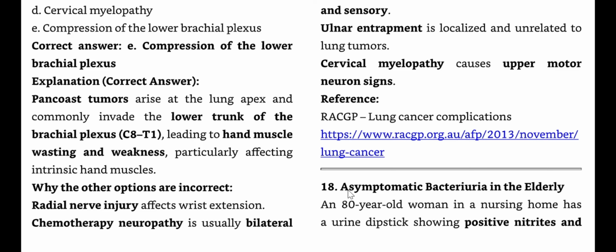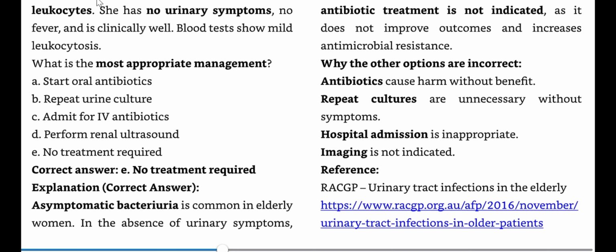This case is an example of asymptomatic bacteria in the elderly. An 8-year-old woman in a nursing home has a urine dipstick showing positive nitrites and leukocytes. She has no urinary symptoms, so the patient is asymptomatic. No fever and is clinically well.